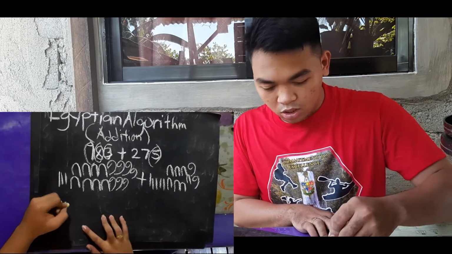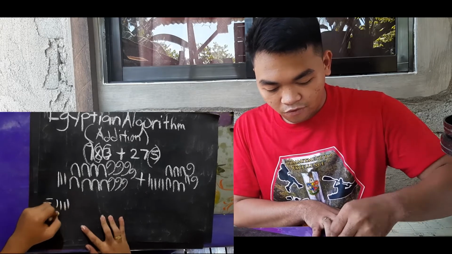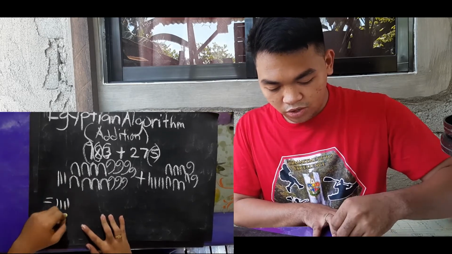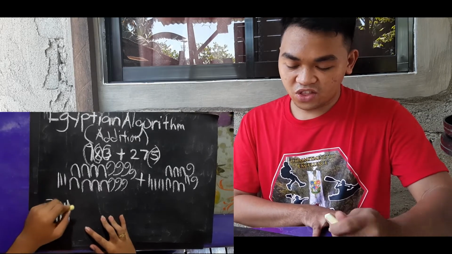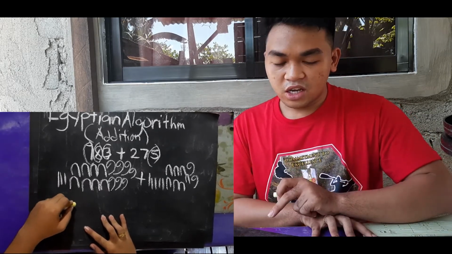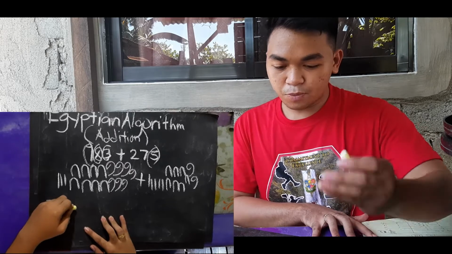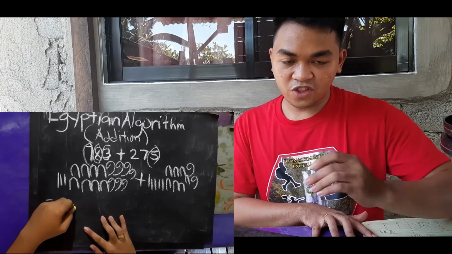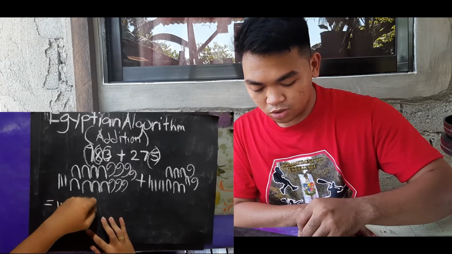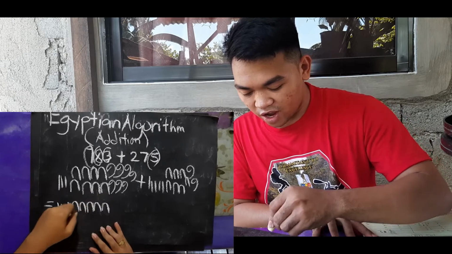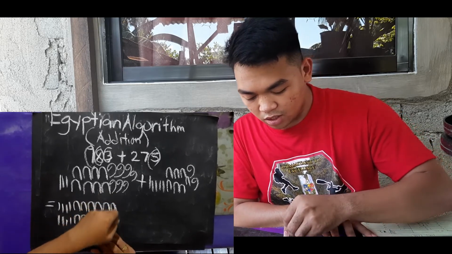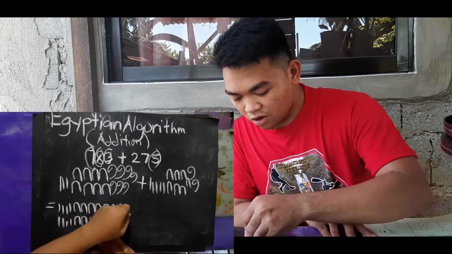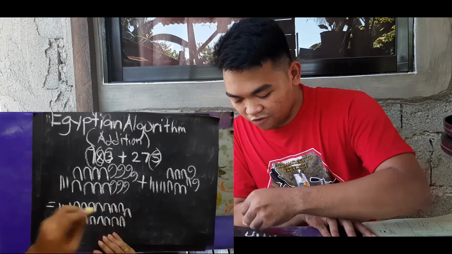1, 2, 3, 4, then 1, 2, 3, 4, because 3 plus 5 is 8. Then second is the tens: 8 plus 7 is 15. So let's put 15 tens symbols: 1, 2, 3, 4, 5, 6, 7, 8, 9, 10, 11, 12, 13, 14, then 15.